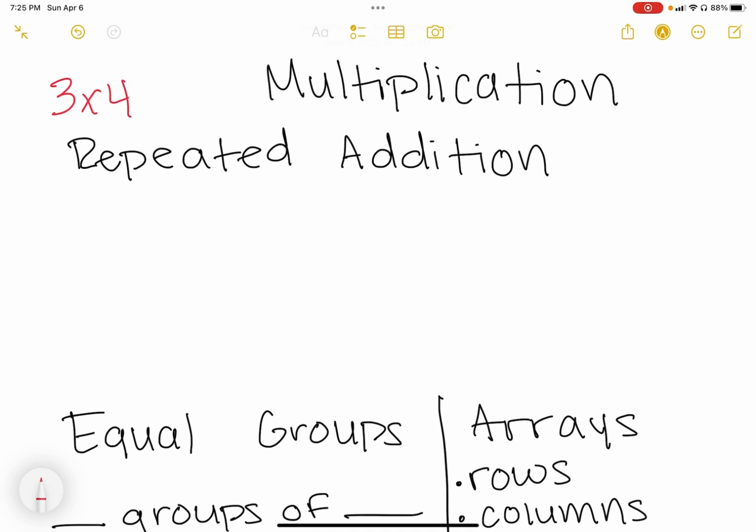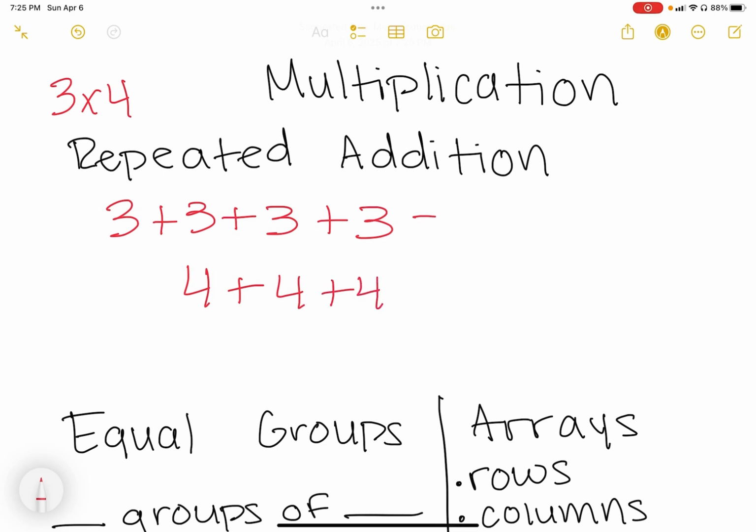So you can think of multiplication as repeated addition. You can think of 3 times 4 as 3 plus 3 plus 3 plus 3, or you can think of it as 4 plus 4 plus 4, okay? Both of these are going to equal 12, which adds up because 3 times 4 is also 12.